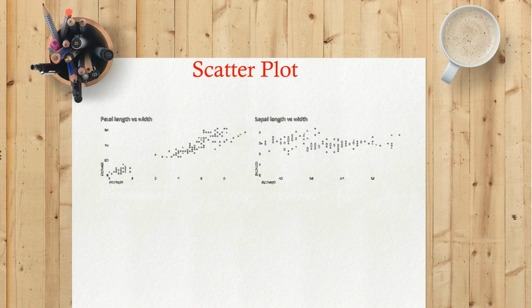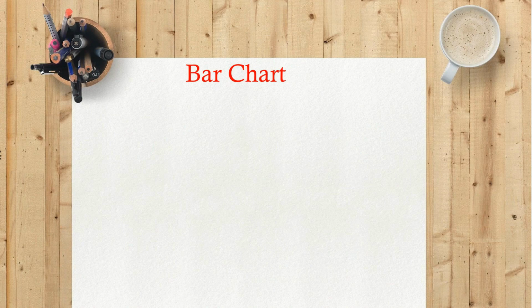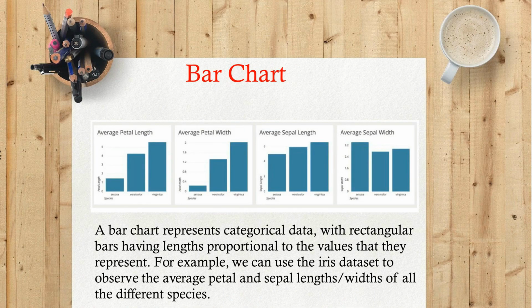Scatterplot. A scatterplot is a two-dimensional data visualization that uses dots to represent the values obtained for two different variables. One is plotted along the x-axis, and the other plotted along the y-axis. Bar chart. A bar chart represents categorical data with rectangular bars having lengths proportional to the values that they represent. For example, we can use the iris dataset to observe the average petal and sepal lengths and widths of all the different species.